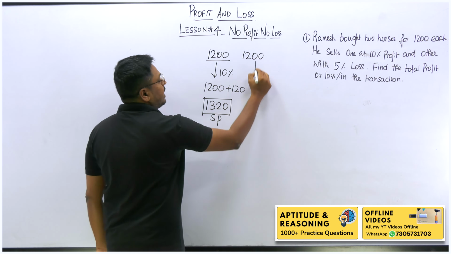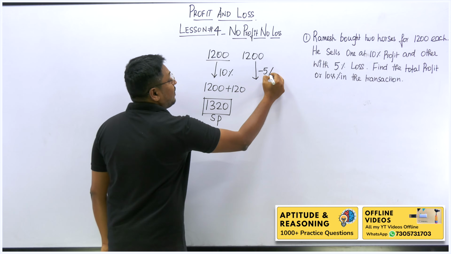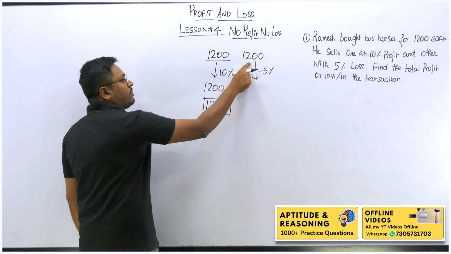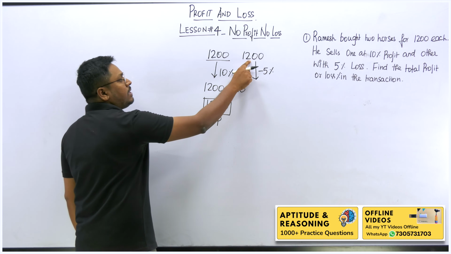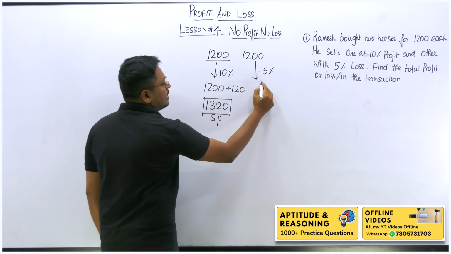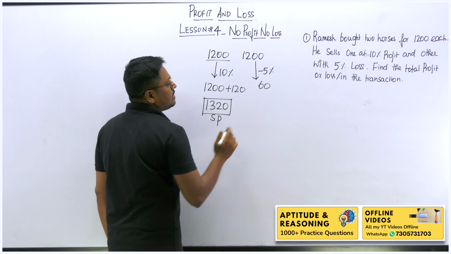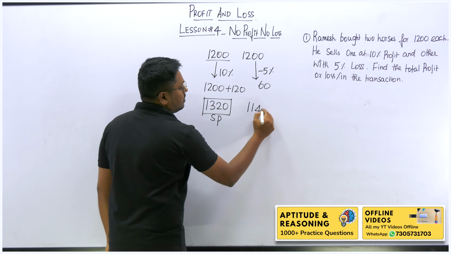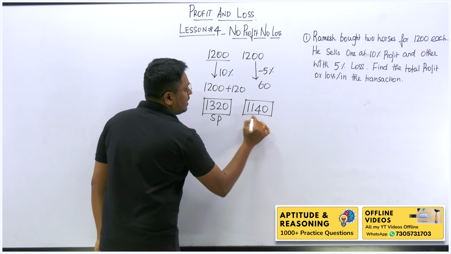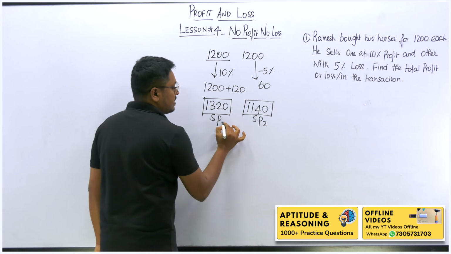Similarly, the second horse is sold at a 5% loss. What about 5%? 12 into 5 will be 60. So 60 will be the loss. When you subtract 1200 minus 60, you get 1140. So 1140 will be the selling price of the second horse, right?